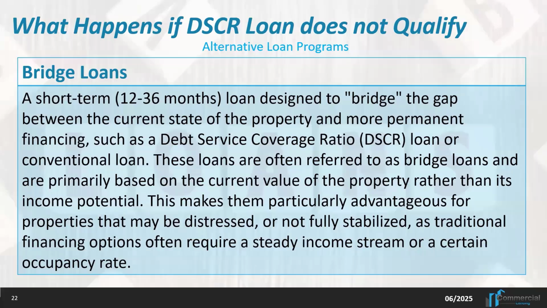That being said, it gives an advantage to properties that are in distress or may not be in full stabilization, where traditional financing options require a steady income stream from the property or check the occupancy rate, but a bridge loan checks the current value of the property instead. Bridge loans are quick to fund, depending on the lender and circumstance. Funds can be secured in as little as 21 to 30 days, as Dexter already mentioned.